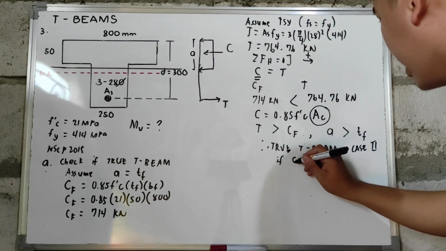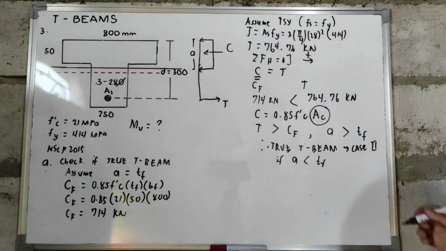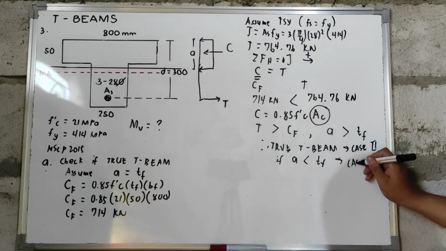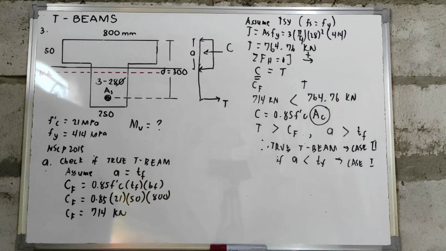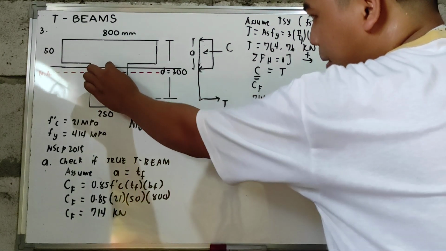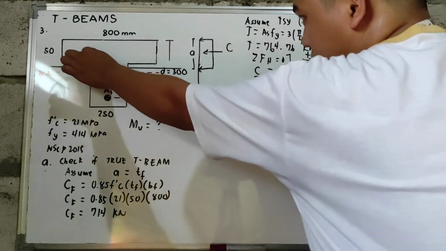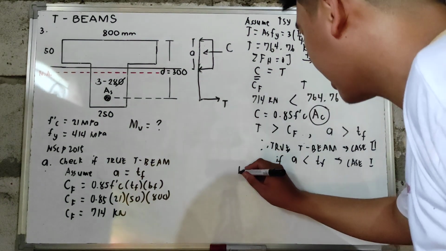If A is less than the value of our TF, then we are under case 1. We will discuss our case 1 later. For this one, we are under case 2. Now, since we know that we are a true T-beam, meaning we have a T-beam, it is T-shaped. So we have a true T-beam, and we can now proceed to our next step.